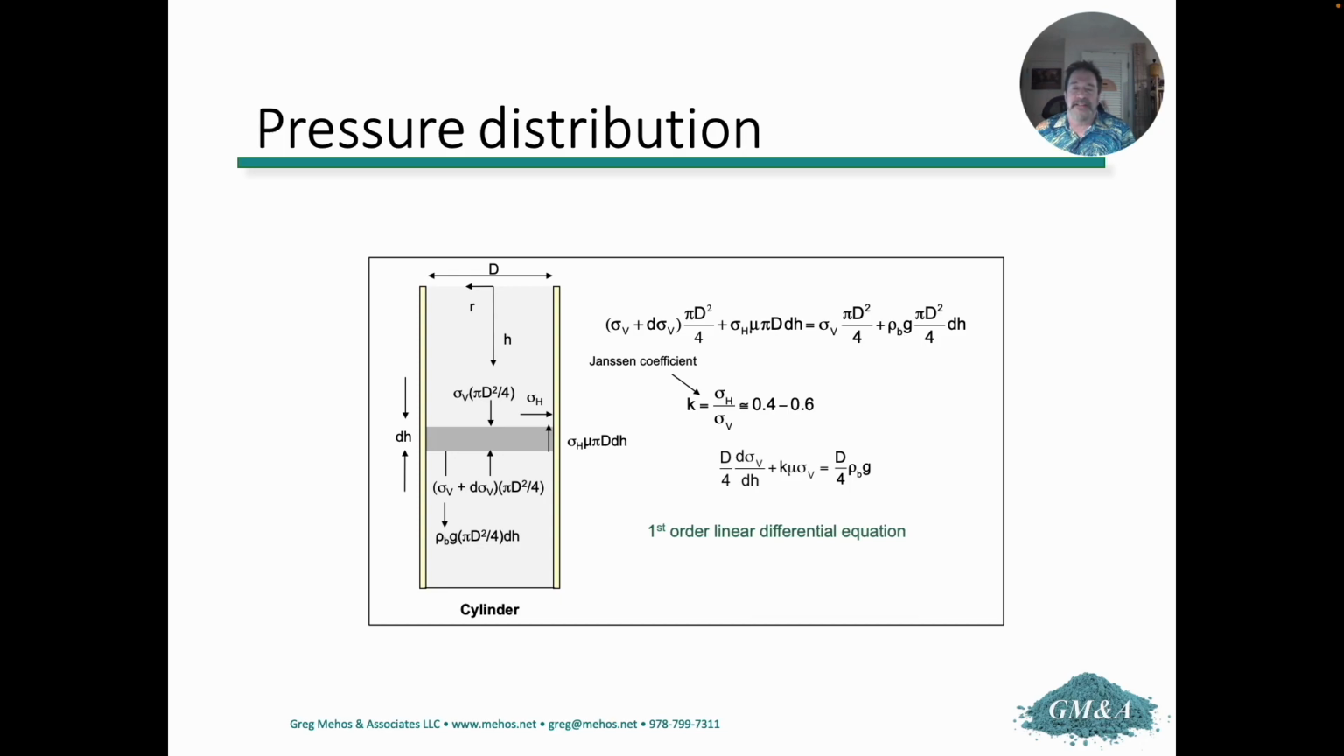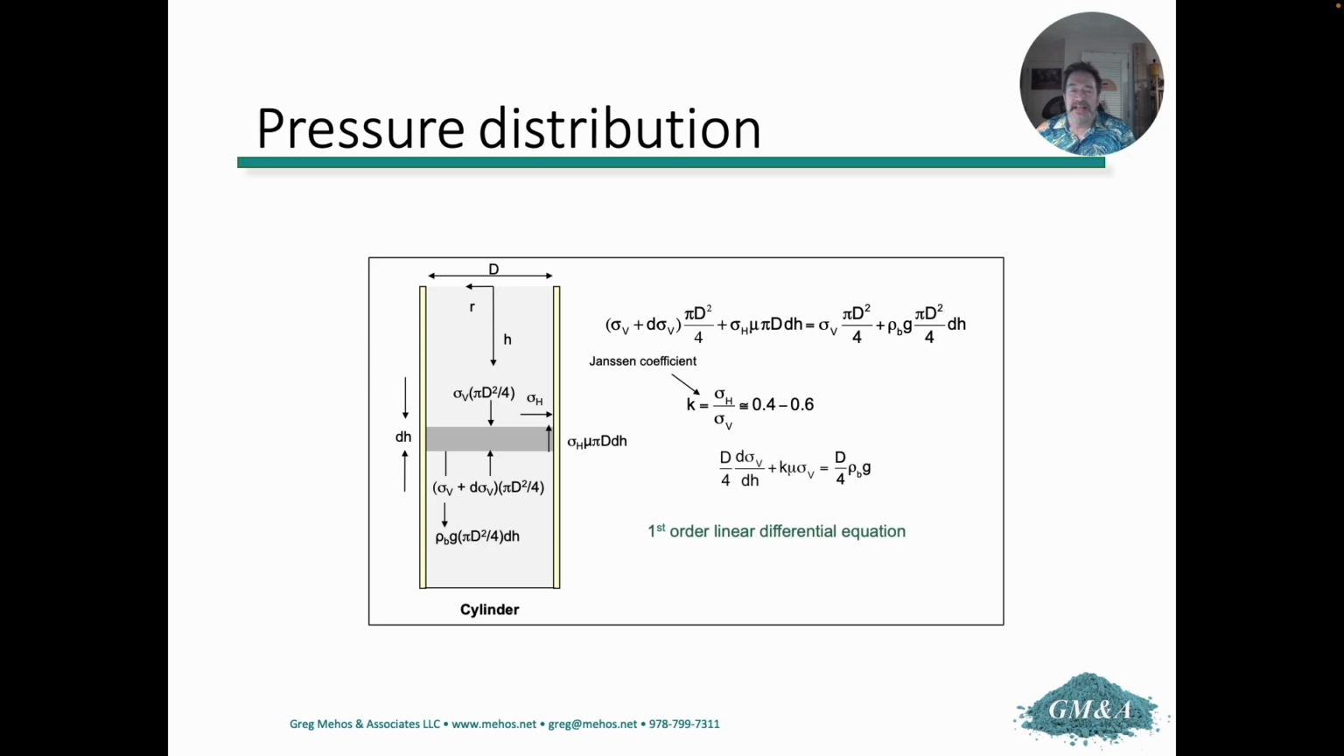But this fella named Janssen back in the 1800s, he was interested in measuring the stresses inside corn silos because he wanted to design them for structural stability. And so he took some physical measurements and happily noticed that the ratio of the horizontal stress to the vertical stress was almost constant, typically around 0.4 to 0.6. So we can define a Janssen coefficient, K, as the ratio of the horizontal stress to the vertical stress.